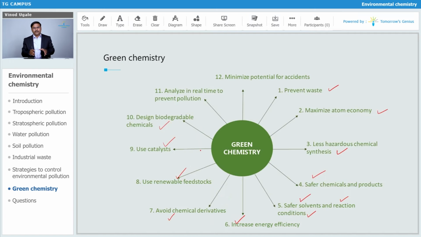So let's talk about polymers. There are two types of polymers we can say, biodegradable and non-biodegradable. Till now we have a lot of non-biodegradable polymers, plastic is non-biodegradable, and we have generated and are using it. Now we are focusing on how to synthesize a biodegradable polymer which is going to have a long life and will have all the functions of the non-biodegradable polymer. Then analyze in real time to prevent pollution, and the last one, minimize the potential for accidents. So these are the 12 principles of green chemistry.